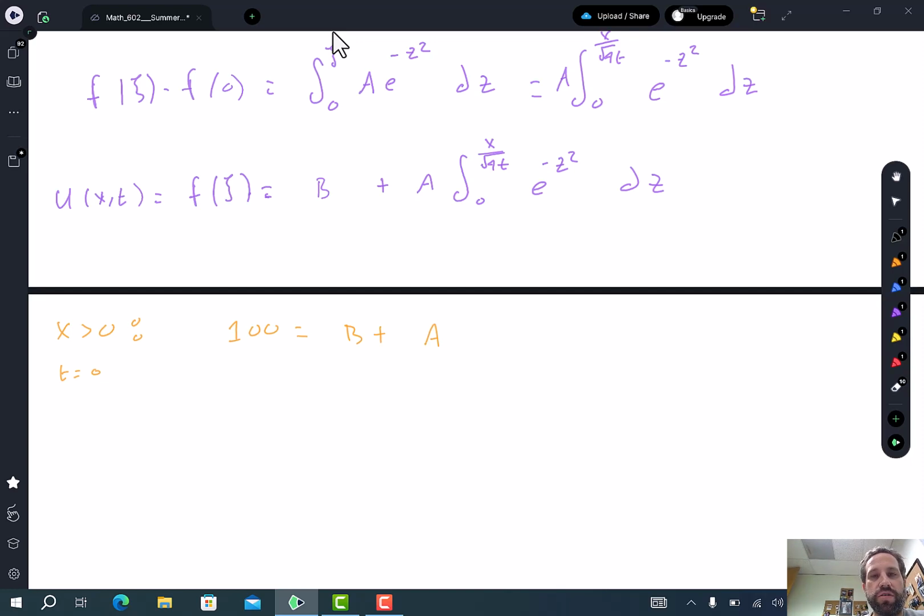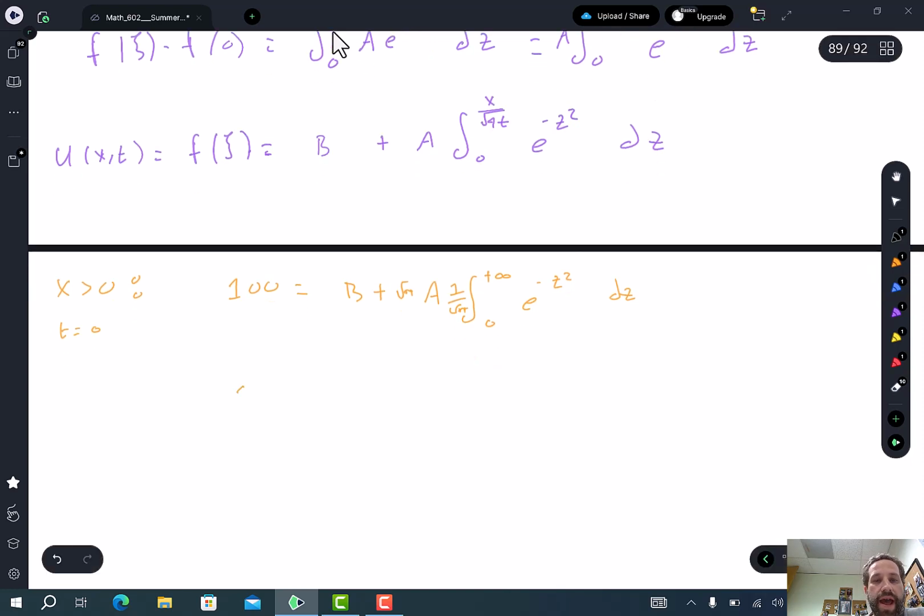Now, if t is equal to 0, this is going to be like x over 0, a positive x over 0, which we can think about as being infinity. So this is going to be equal to the integral from 0 to infinity, e to the minus z squared dz. But we're very close to knowing what this integral is. In fact, if I multiply by the square root of pi and divide by the square root of pi, that integral with the 1 over the square root of pi is equal to 1/2. So I have 100 is equal to b plus the square root of pi a.